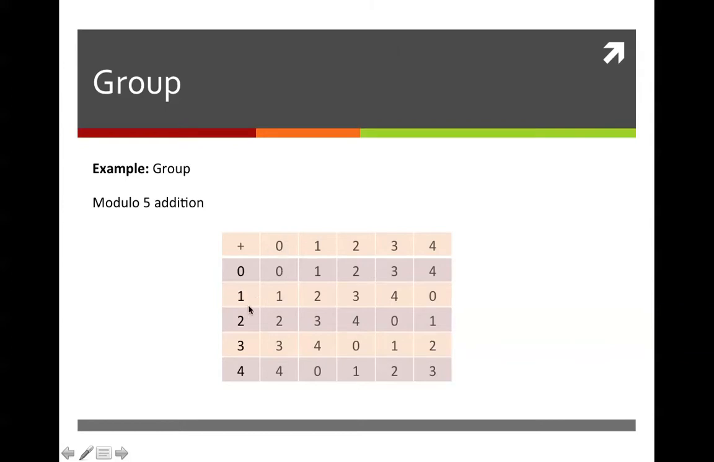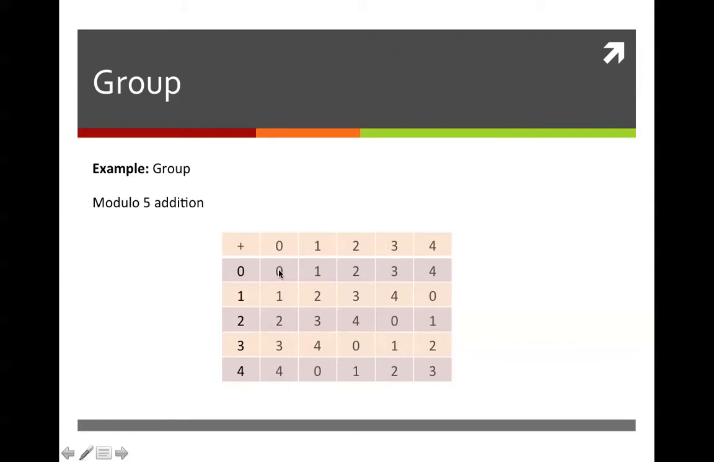And that simply attests to the fact that these elements all have identity, like 1 and 4 add up to 0, meaning that 1 and 4 are inverses of one another, and 2 and 3 are inverses of one another. So 2 and 3 are inverses of one another, 1 and 4 are inverses of one another, and 0, of course, is its own inverse.